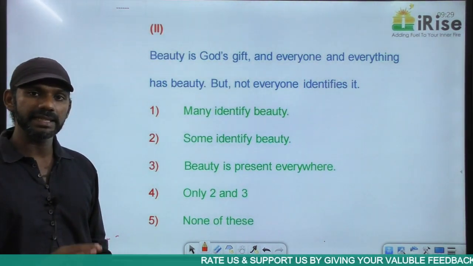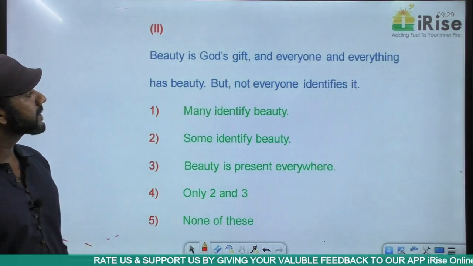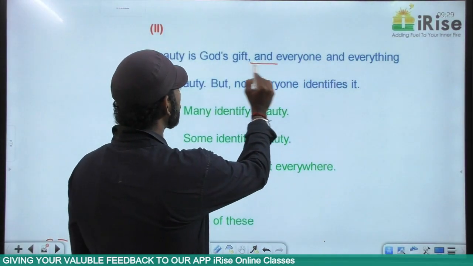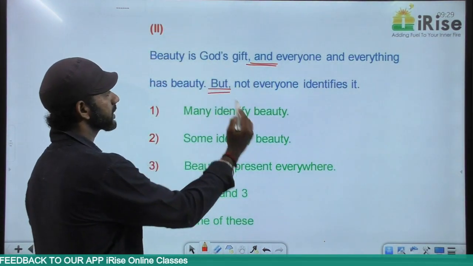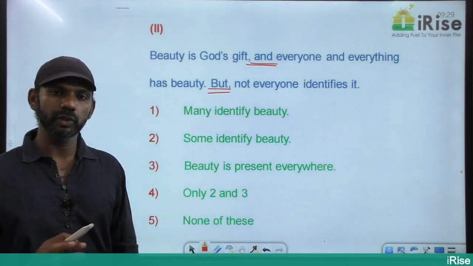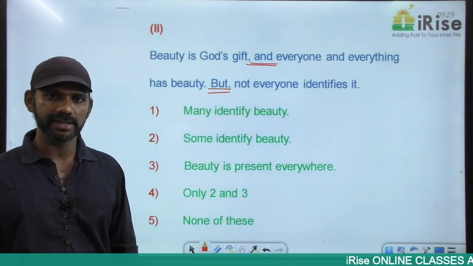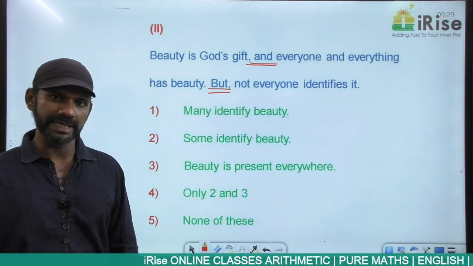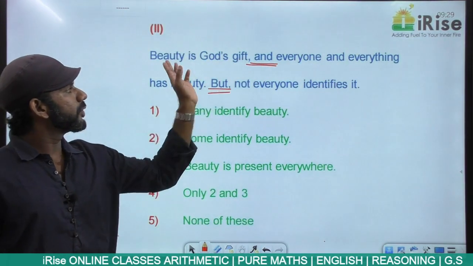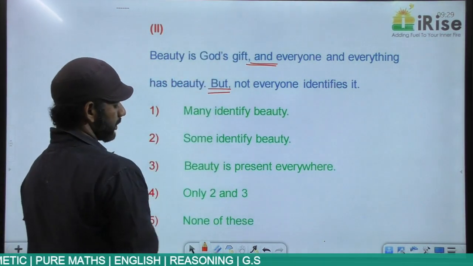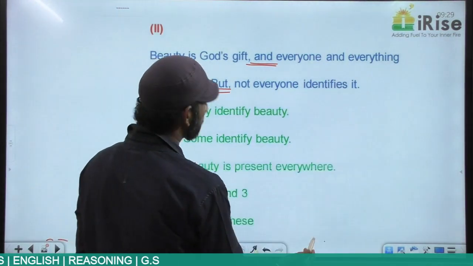Never miss any indicator while reading. In this statement, we have two indicators. And is a support indicator, but is a contrast indicator. A support indicator must always connect either two positive ideas or two negative ideas. A contrast indicator must always connect one positive idea and one negative idea. The idea before and, beauty is God's gift, is positive. So and is a support indicator.